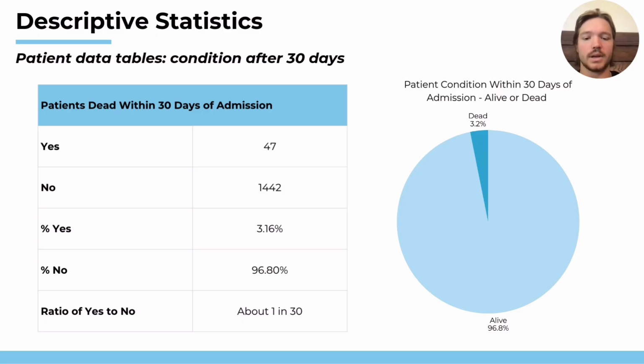This next data table and chart speaks more to the hospital's efficiency and how equipped they are dealing with this patient cohort. As we can see, the rate at which patients pass away within their first 30 days is about 3%, and the rate at which patients survive past their first 30 days is around 97%, making a ratio of about 1 death for every 30 patients that live.